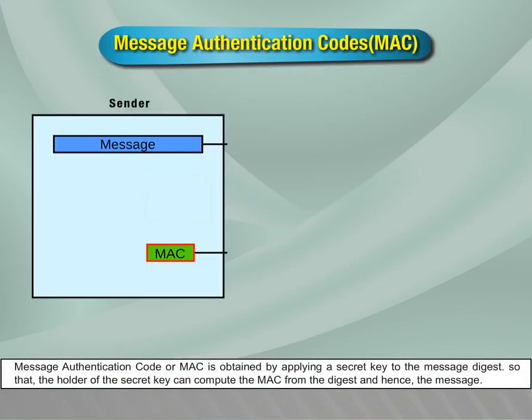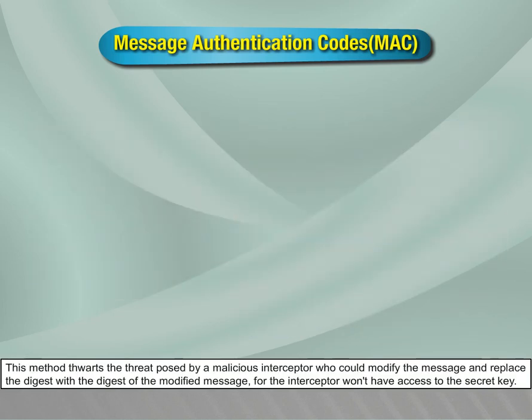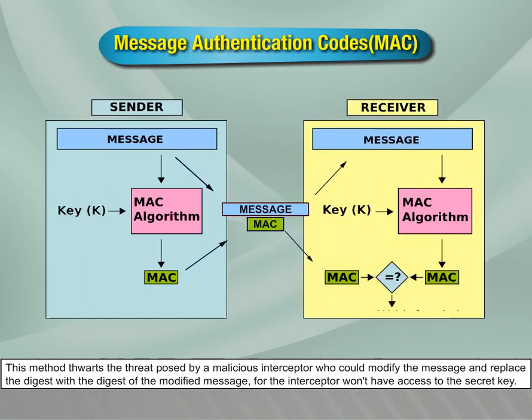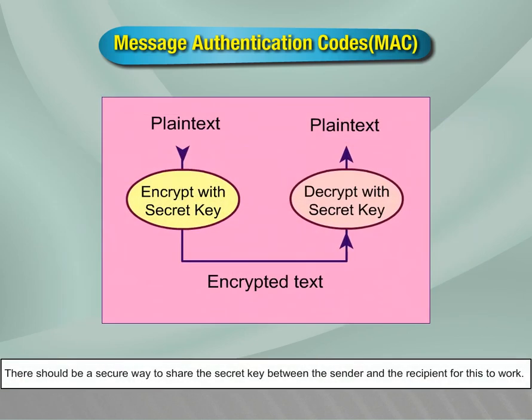A Message Authentication Code, or MAC, is obtained by applying a secret key to the message digest so that the holder of the secret key can compute the MAC from the digest and hence the message. This method thwarts a threat posed by a malicious interceptor who could modify the message and replace the digest with the digest of the modified message, for the interceptor would not have access to the secret key. There should be a secure way to share the secret key between the sender and the recipient for this to work.